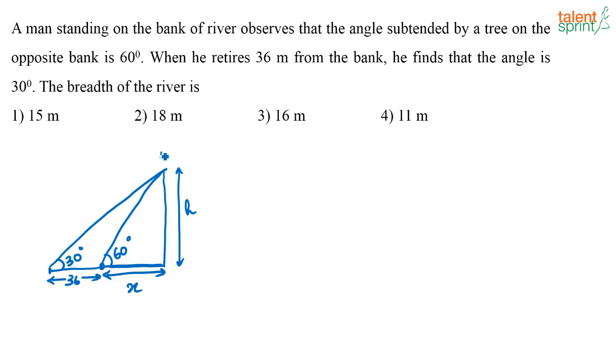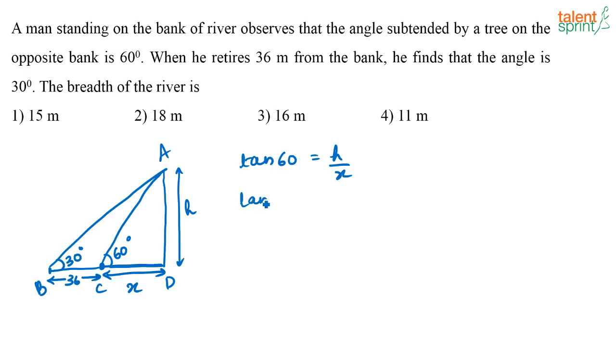So let us put names here A, B, C and D. So what is tan 60 here? If I consider this triangle ACD, what is tan 60? Tan 60 is equal to h by x. Now similarly, if I consider this triangle ABD, what do I get?